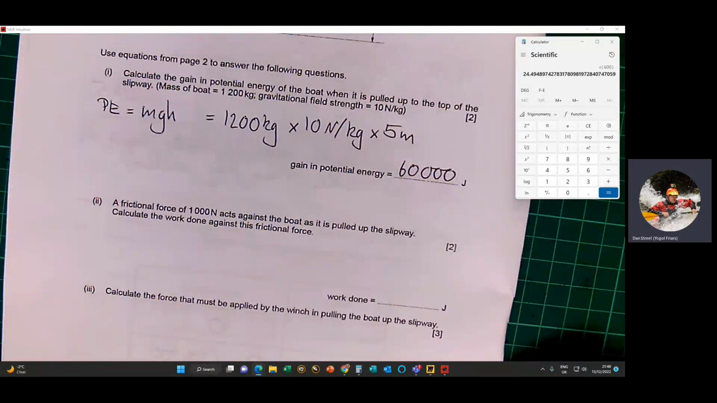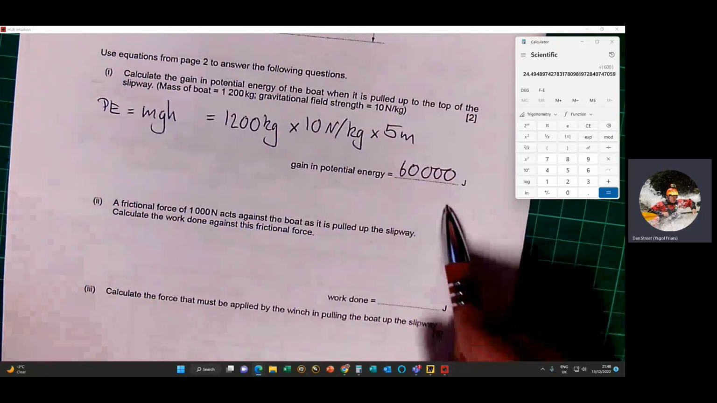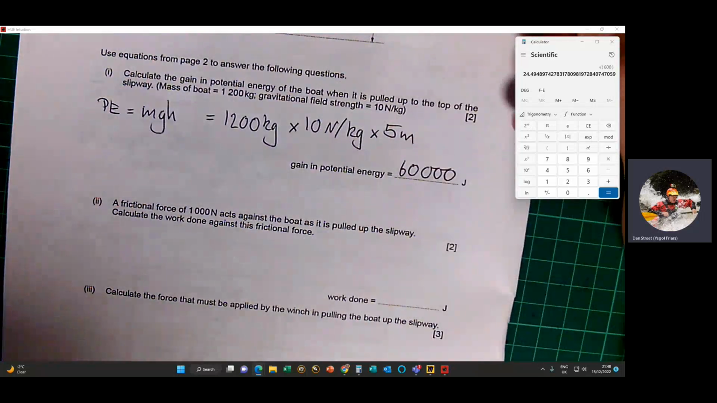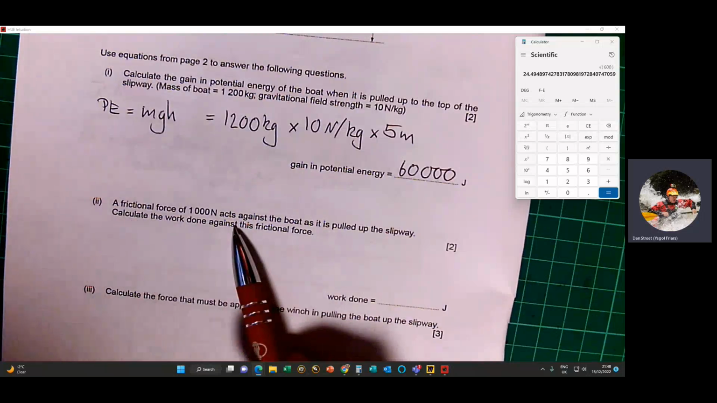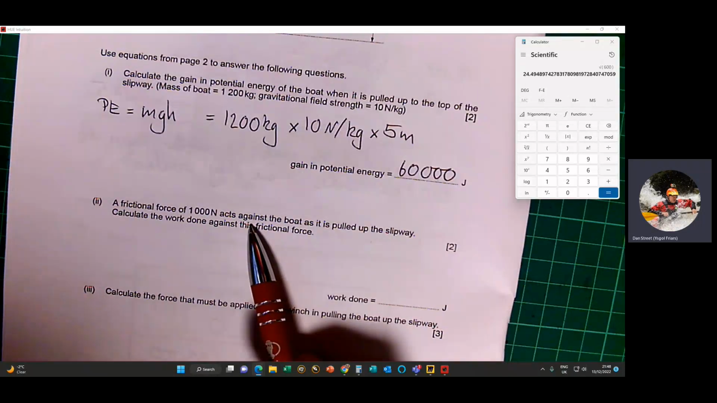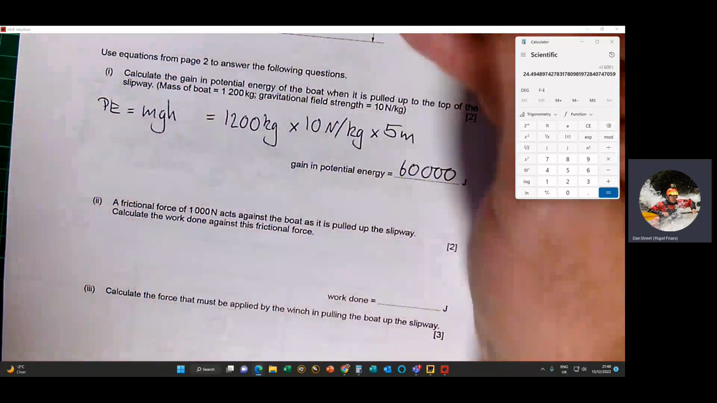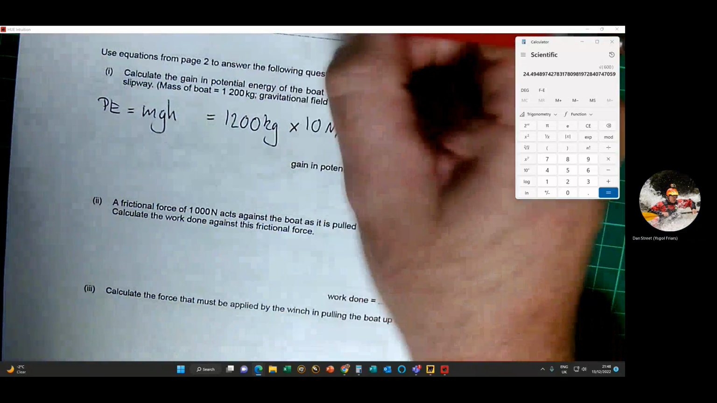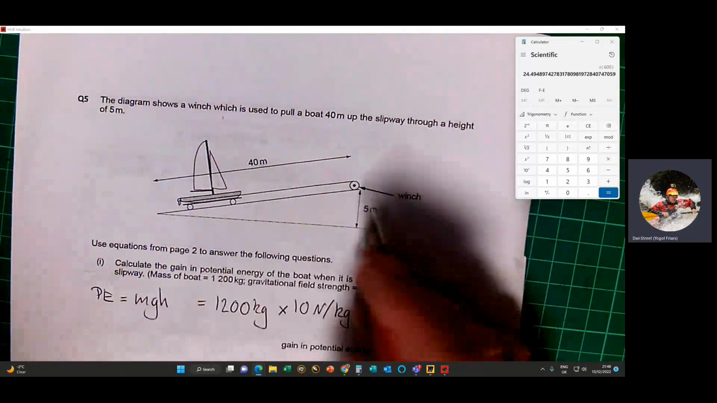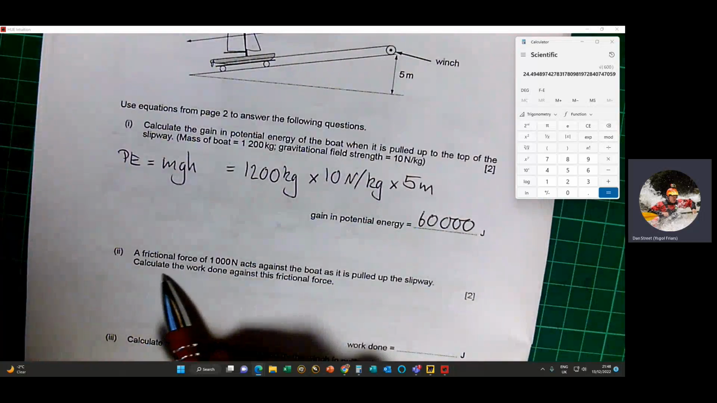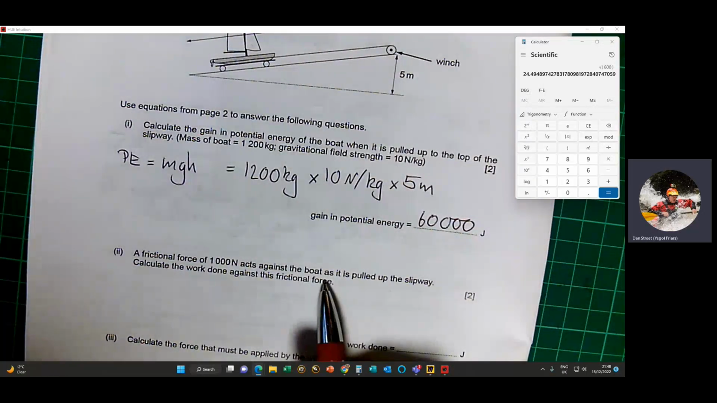Now, in addition to that work, that energy required, and that's simply to lift the boat vertically, we also need to be aware of the fact there is a 1,000 newton frictional force that acts against the boat as it is pulled up the slipway. So this is a force that is moving against the boat and stopping it being pulled up the slipway. Calculate the work done against this frictional force.